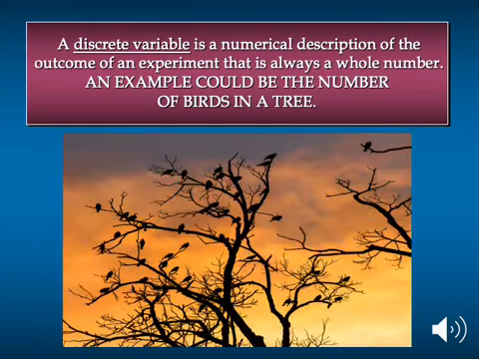An example of that would be if you were asked to count the number of birds in a tree. The number you would get is something between 0 and infinity, and it would be a whole number. You wouldn't get 3.5, 10.5, 12 3/4 birds. It would be a whole number.